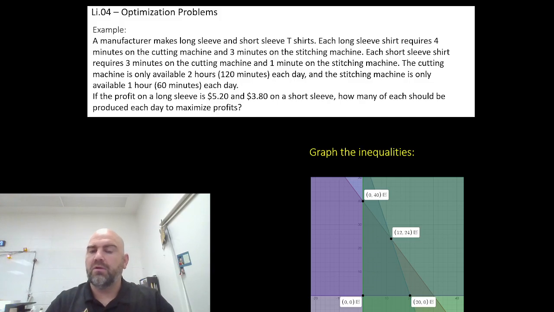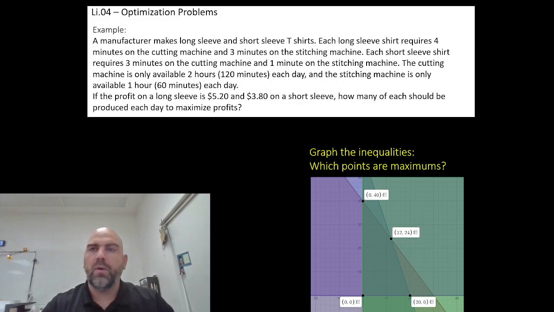So these points right here represent our max and min points, and maybe a couple others as well. The 0, 40 represents 0 long sleeve shirts and 40 short sleeve shirts, which would work based on our parameters on the stitching and cutting machine. The 12, 24 is 12 long sleeve and 24 short sleeve, and the 20, 0 is 20 long sleeves and 0 short sleeve shirts based on the definition we did for our variables.